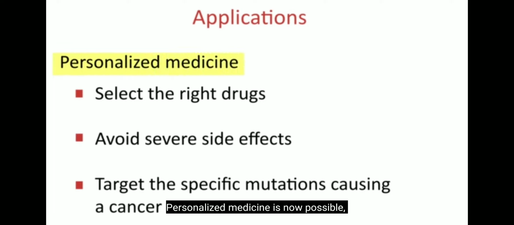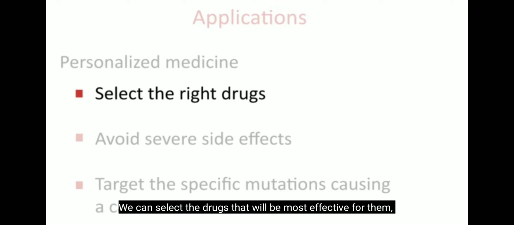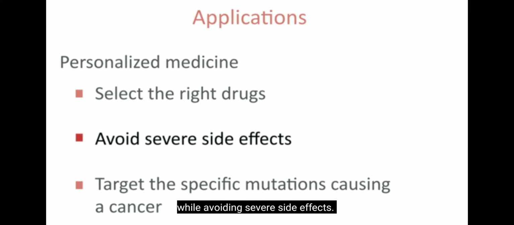Personalized medicine is now possible, where we treat patients according to their genes. Many drugs work well on most people but cause severe side effects for a small proportion of the population. Armed with a DNA sequence of a patient, we can predict the patient's response to a drug before prescribing it. We can select the drugs that will be most effective for them while avoiding severe side effects.